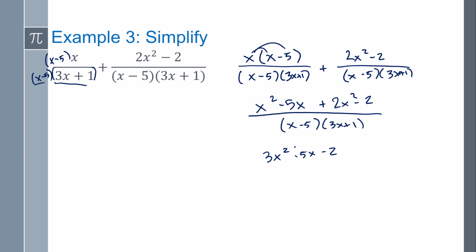Now I'm going to see if I can factor that. I'm not going to write the bottom just yet because maybe something's going to reduce. So A times C, negative 6. Factors of negative 6 that give me negative 5: that's going to be negative 6 and positive 1. So 3x squared minus 6x plus 1x minus 2. I can factor out 3x, and then I can factor out a 1. So I get 3x plus 1 times x minus 2.